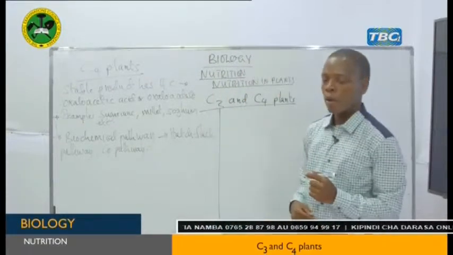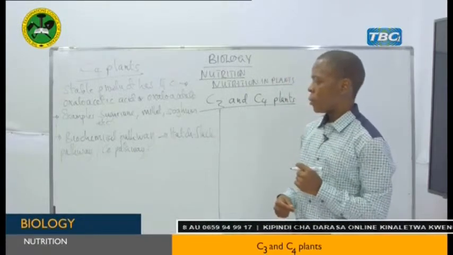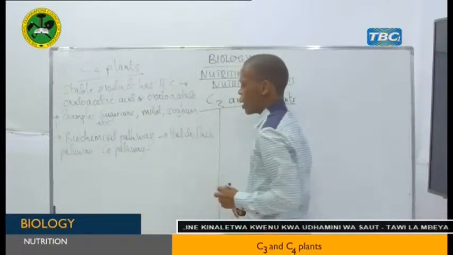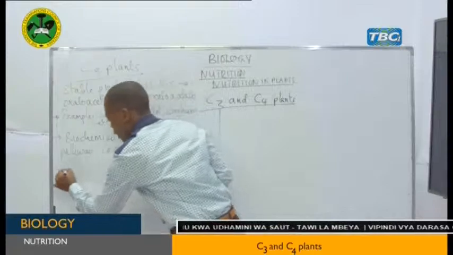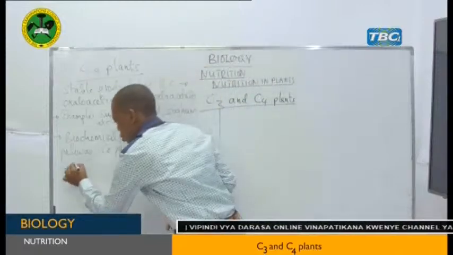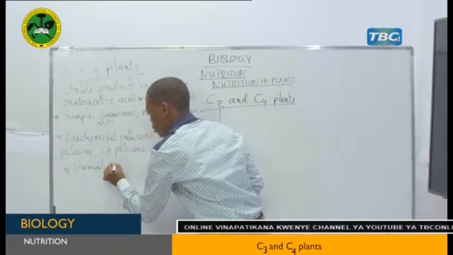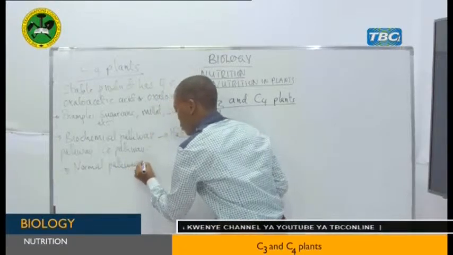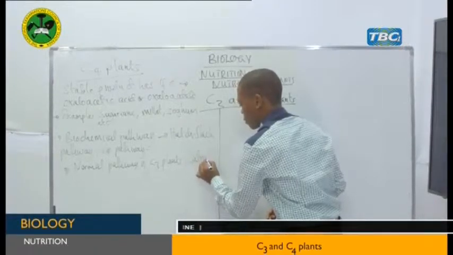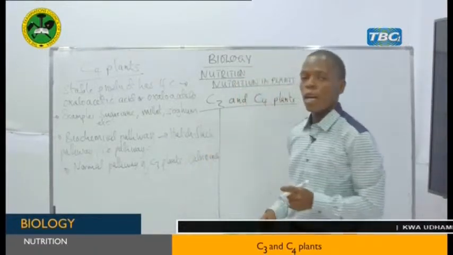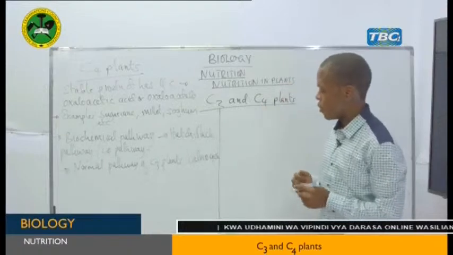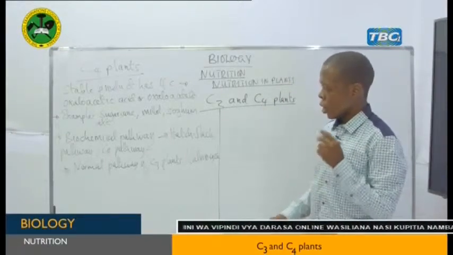How this C4 pathway occurs, we shall see later. But also, as you said, there are two main pathways. The first one is the Hatch-Slack pathway, but the second one is the normal pathway of C3 plants. We call it the Calvin cycle. Therefore, C4 plants involve both the Hatch-Slack pathway and the normal Calvin cycle from the previous lesson. Okay.